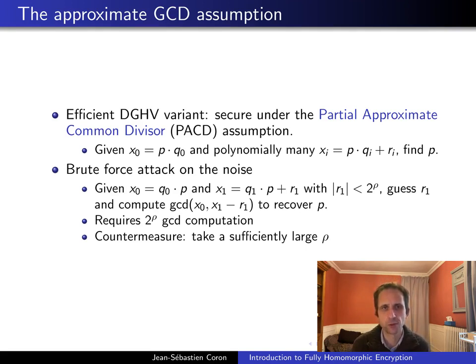The simplest attack is a brute force attack on the noise. We are given x0, and we take x1, and we simply try to guess the value of r1, which has rho bits. So we guess r1 and we compute the GCD of x0 and x1 minus r1 for all possible guesses, and for the correct guess we recover the prime p, or possibly a small multiple of p, but it's easy to remove the small prime factor. So this requires 2 to the rho GCD computations. This takes exponential time, and so the countermeasure against this attack is simply to take a large enough rho.